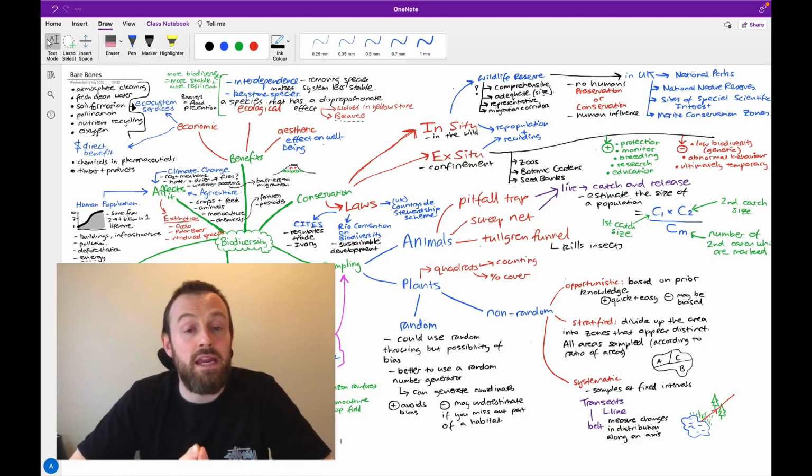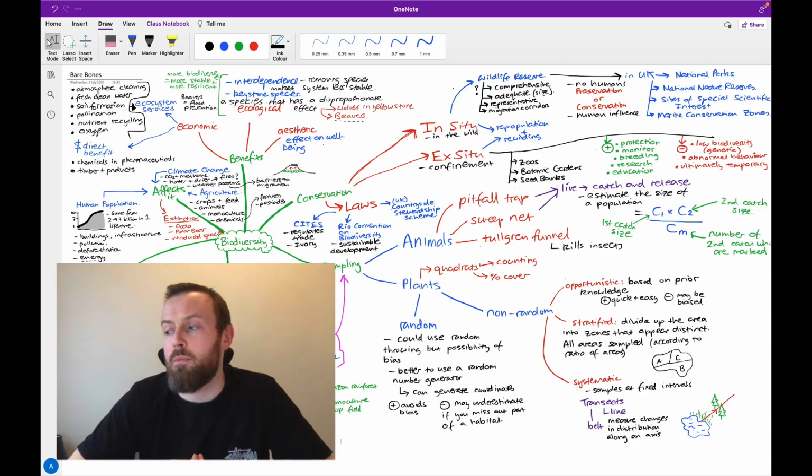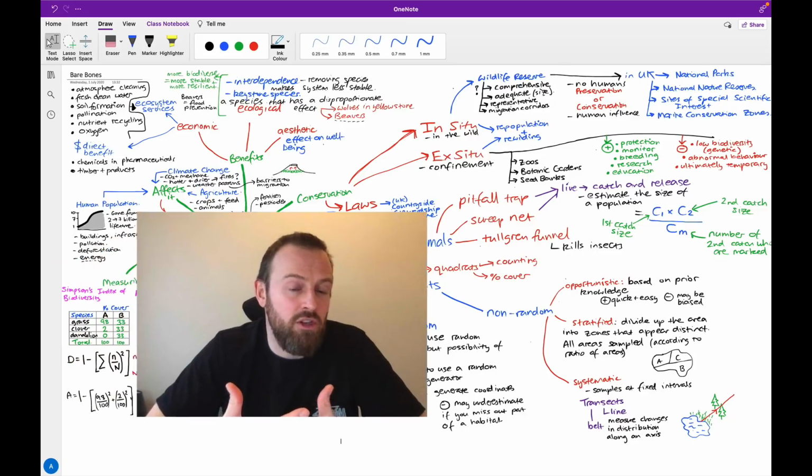Finally, we can use legal systems to conserve animals. CITES regulates trade. The Rio Convention on Biodiversity promotes sustainable development, and laws in the UK, such as the Countryside Stewardship Scheme, aim to promote more sustainable practices in agriculture.